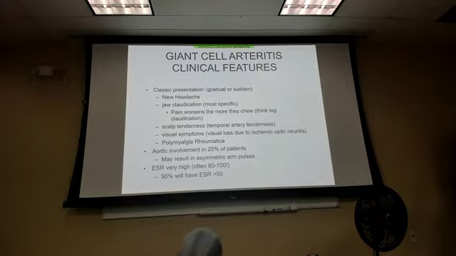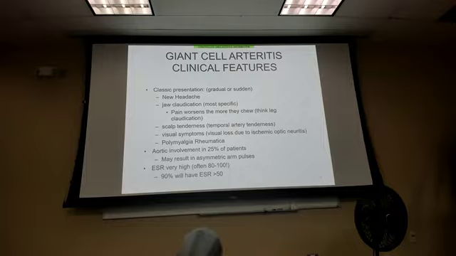Classic presentation. So you are in an ER or some type of clinic where you have a patient present with a new headache, jaw claudication, so that's the pain that worsens if they are chewing. Scalp tenderness, so over the temporal artery, it hurts. Visual symptoms, and that's going to be an important aspect here, and we're going to talk about it. And then the polymyalgia rheumatica.